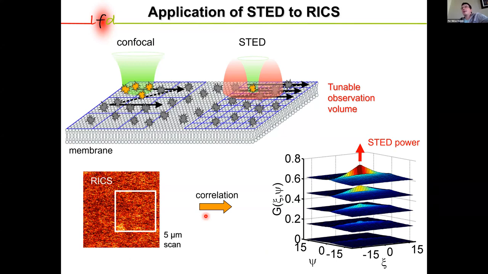So how does this apply to raster image correlation spectroscopy? Well, now we have a way of shrinking the effective point spread function, so we can use a smaller pixel size to scan. The other maybe advantage is that because we are probing a smaller volume, considering the same number of molecules on average, we now have less inside the smaller volume, so the fluctuations will be larger, which will increase the correlation amplitude.